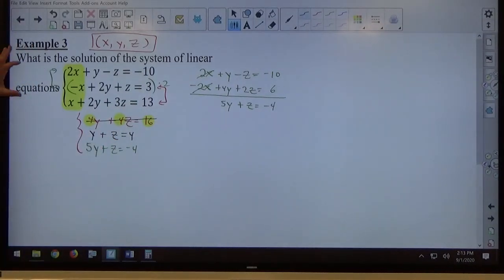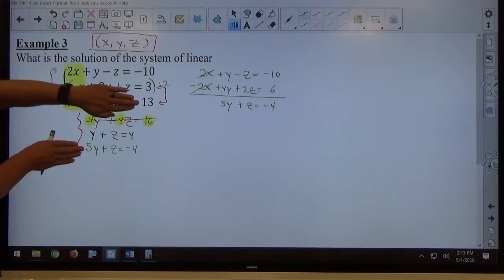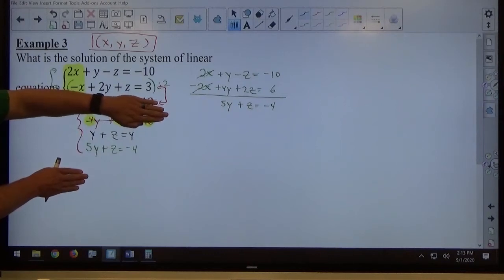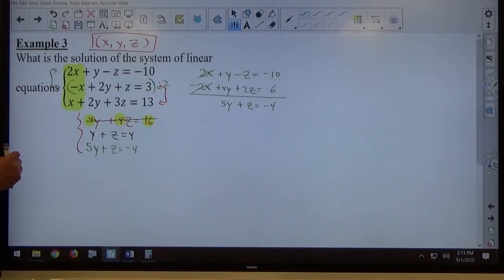So I went from a system of 3 equations with 3 variables. I eliminated x once to get y plus z equals 4. I eliminated x a second time to get 5y plus z equals negative 4. And now, instead of having a system of 3 equations with 3 unknowns, I'm looking just at this problem, which is what we had to do last night, 2 equations with 2 unknowns.